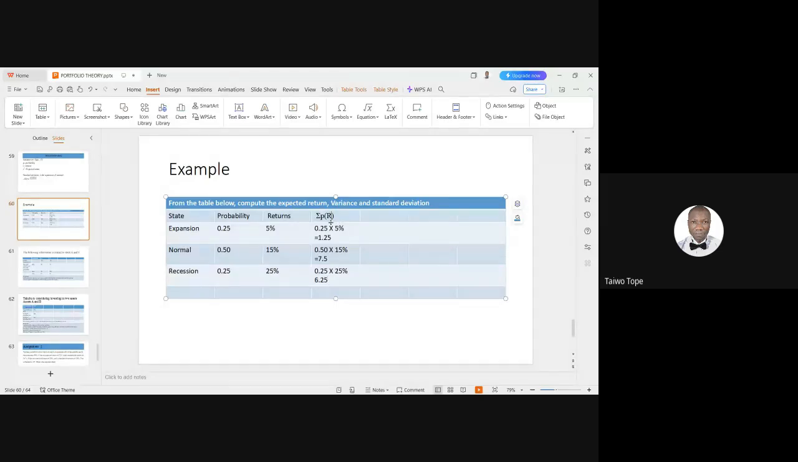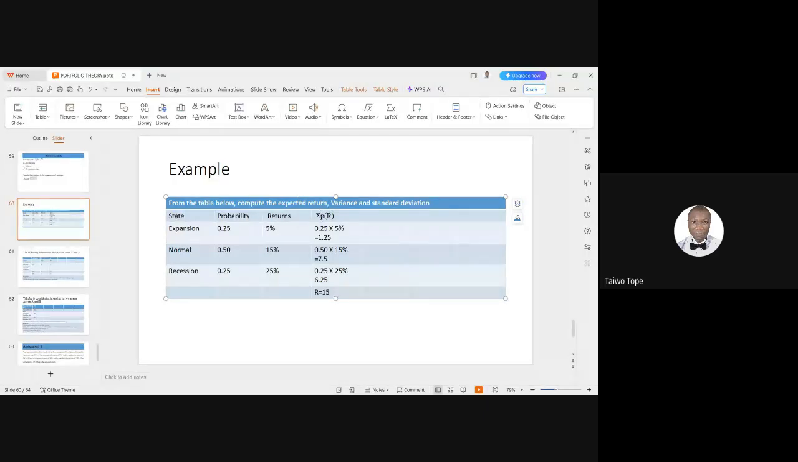Your R bar will be the summation of all the results here. So, your R bar will be what? 15. R bar will be 15%. Now, this 15% is your expected return, your E(R), your expected return.